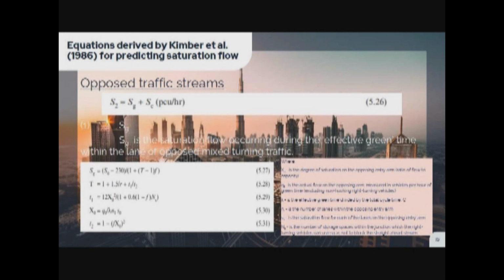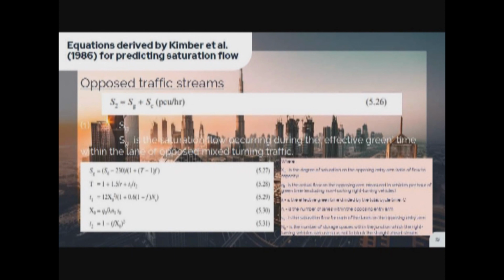In the next equation, we have small t sub 1, which is equal to 12 times x sub 0 squared divided by 1 plus 0.6 times 1 minus f times n sub s, in which x sub 0 is the degree of saturation on the opposing entry arm, or the ratio of flow to capacity, and n sub s is the number of storage spaces within the junction which the right-turning vehicles can use so as not to block the straight-ahead stream.